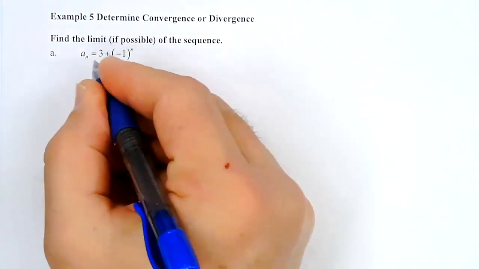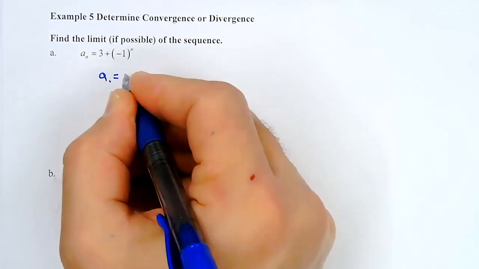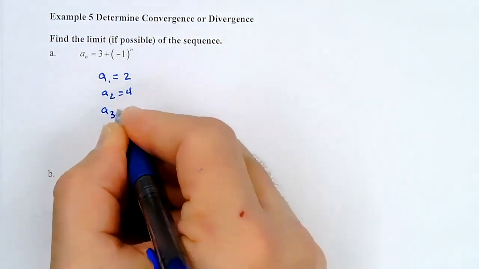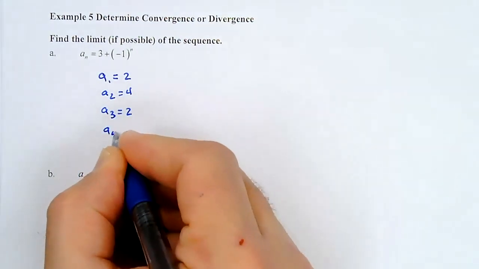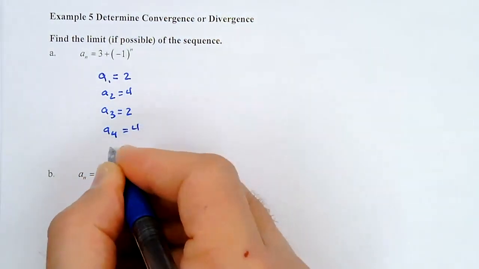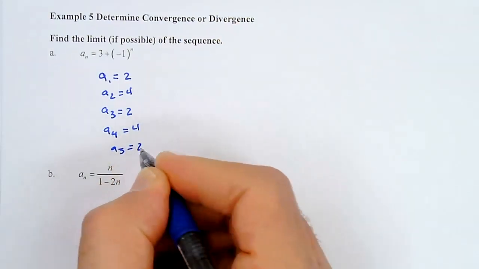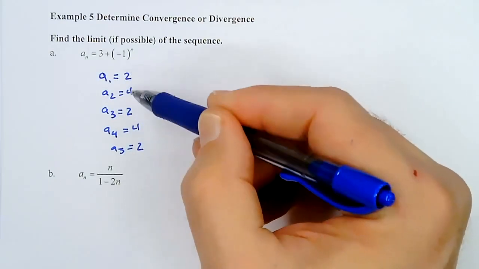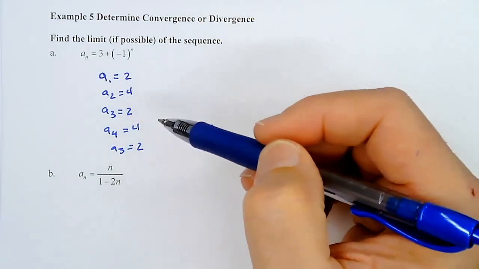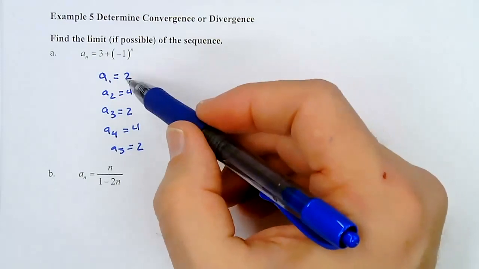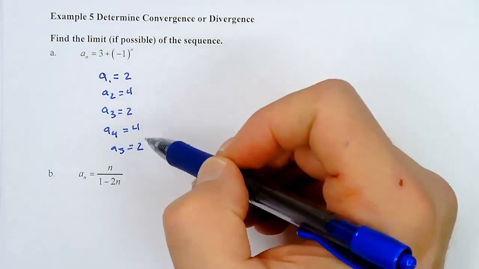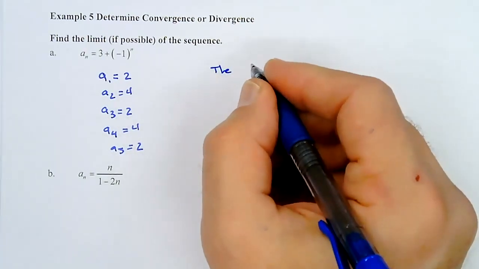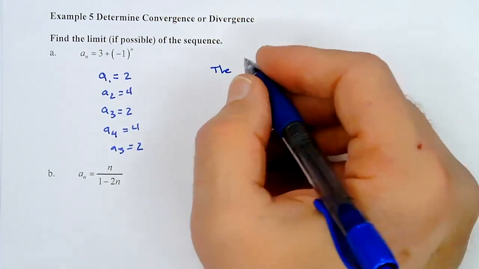Okay, so realizing this one, a sub 1 is 2, and a sub 2 is 4, and a sub 3 is 2, and a sub 4 is 4, and a sub 5 was 2. So we look at this, and these values aren't approaching anything, right? They're just bouncing between 2 and 4. So we say it would be alternating, 2, 4, 2, 4, 2, 4. So we would say the sequence is alternating between 2 and 4, and it would diverge.